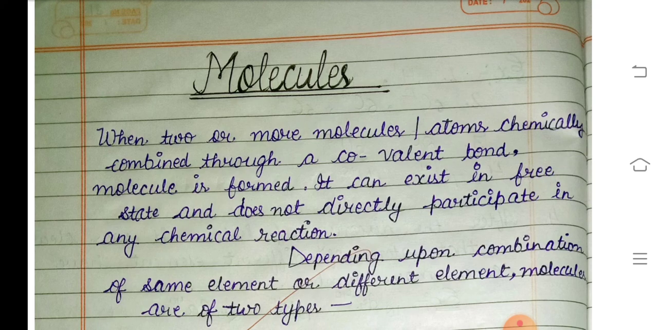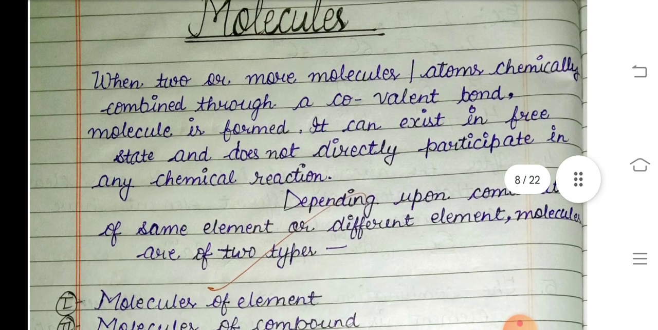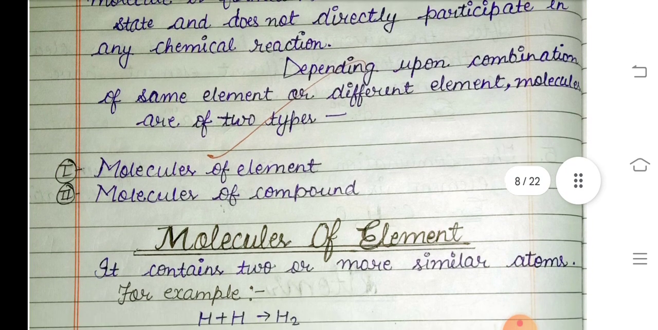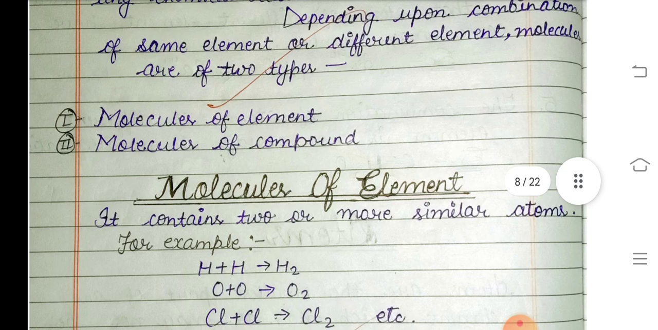Okay, so molecules, I have told you, form when two or more atoms chemically combine through a covalent bond. I will tell you what covalent bonds and ions are, all in our next video. A molecule, once formed, can exist in a free state, while an atom does not directly participate in any chemical reaction. So basically molecules are of two types, that is molecules of an element and molecules of a compound.